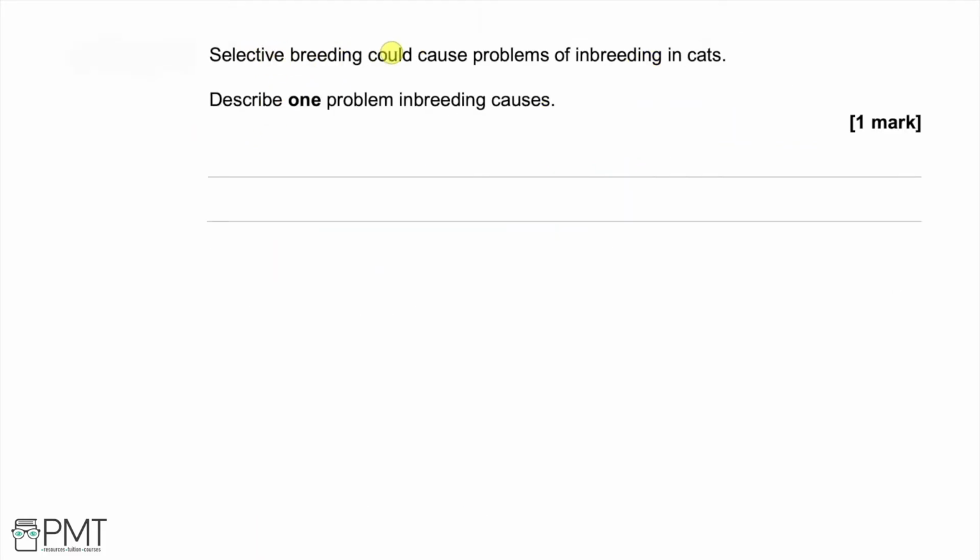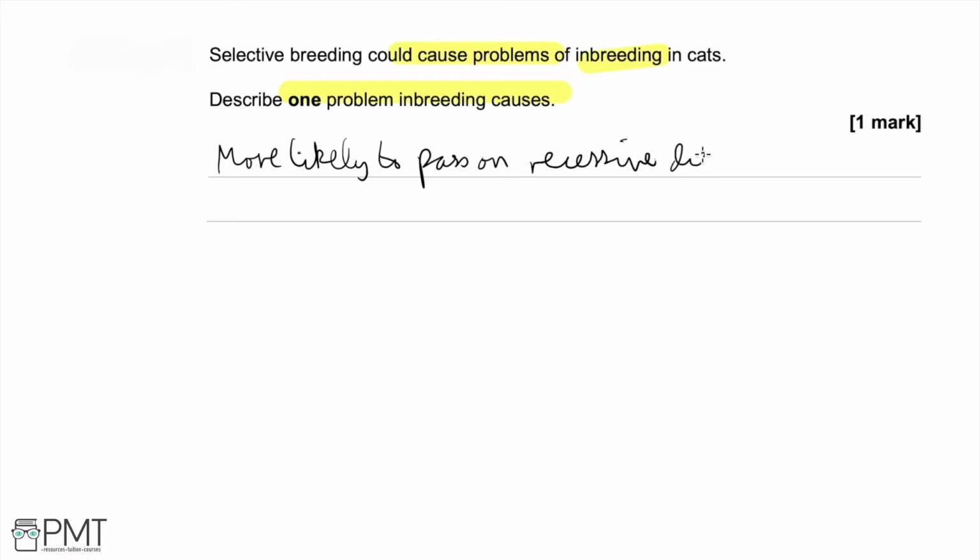Selective breeding could cause problems of inbreeding in cats. Describe 1 problem inbreeding causes. Well, inbreeding is where closely related individuals breed. This often occurs in artificial selection, when siblings are forced to breed because they have similar and desired traits. Now, when this occurs, it's much more likely for cats to pass on recessive disorders.